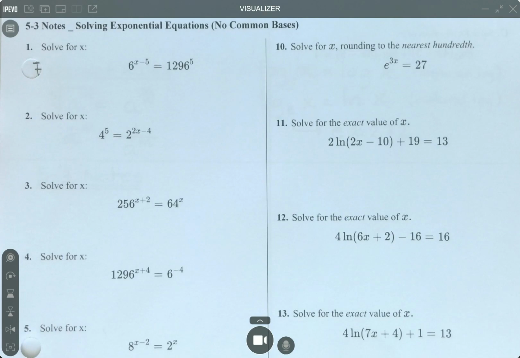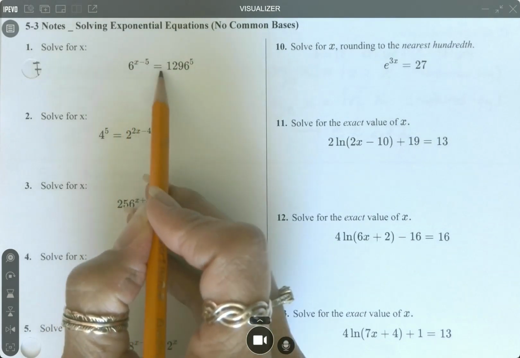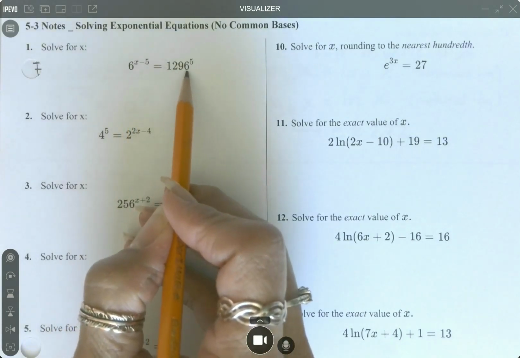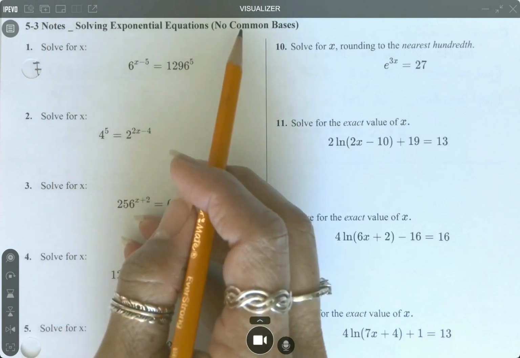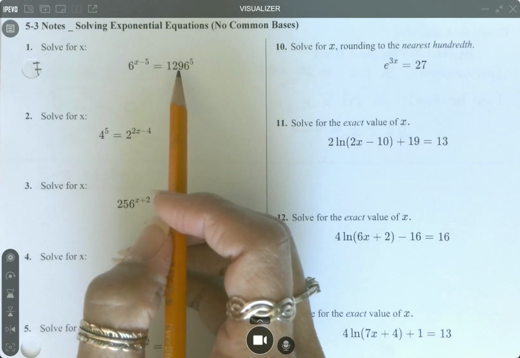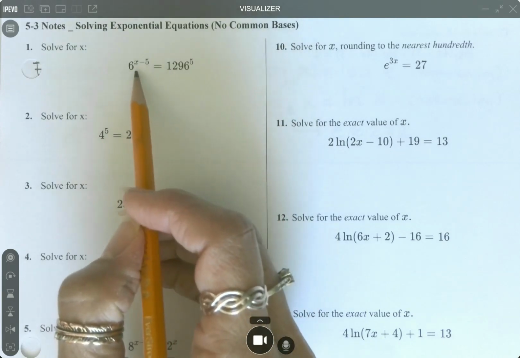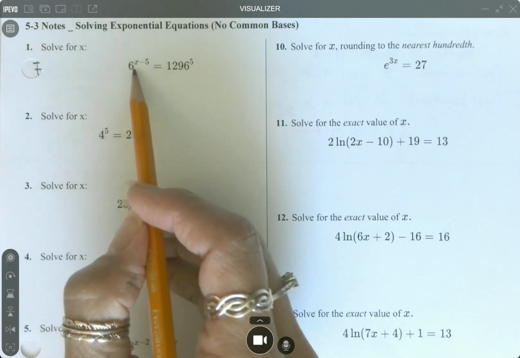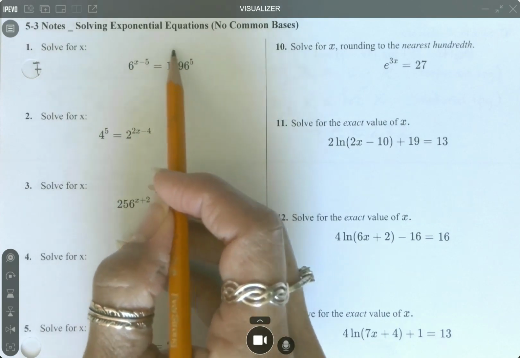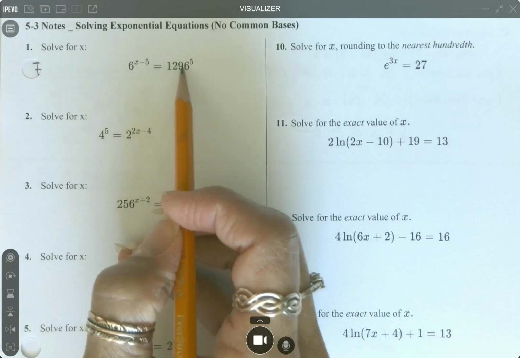on your own. So we look at this exponential function, 6 to the x minus 5 equals 1296 to the 5th power, okay? When you are asked to find common bases, you are looking at the base of the exponential function. So in this case, the base on the left side of the equal sign is a 6, and the base on this side of the exponential function is going to be 1296.